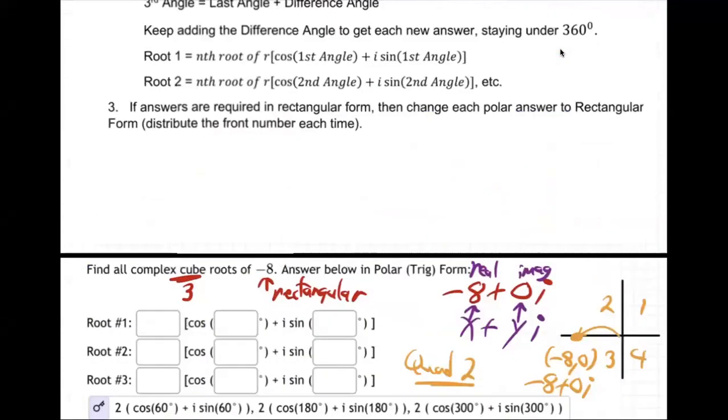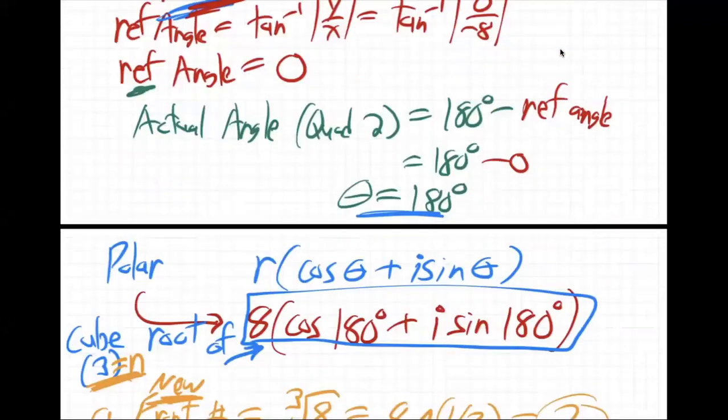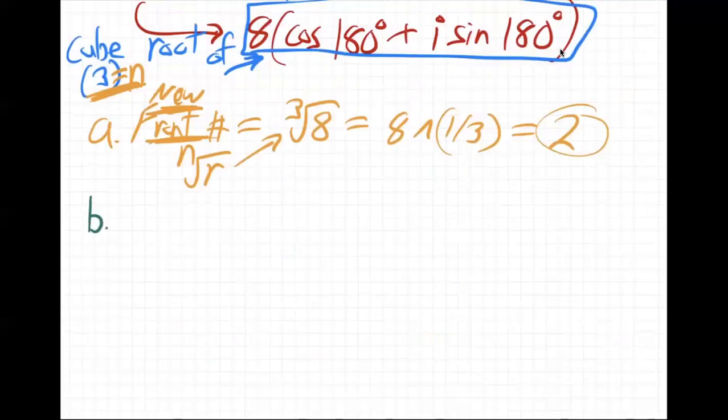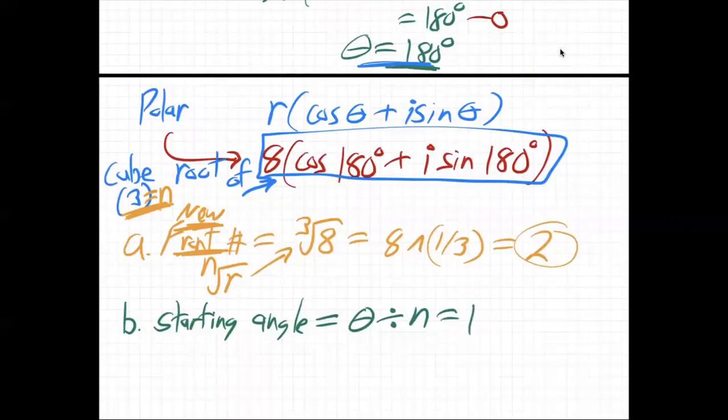Okay, that's part A. A lot of steps here. Find the starting angle, which is theta divided by n, and difference angle, which is 360 divided by n. So let's do that. Part B. Starting angle equals theta divided by n. What's theta? Right here it says theta is 180. So this equals 180 divided by, what's the n? Right here it says n is 3. That's what you're rooting by. So that's 60 degrees. That's the starting angle.